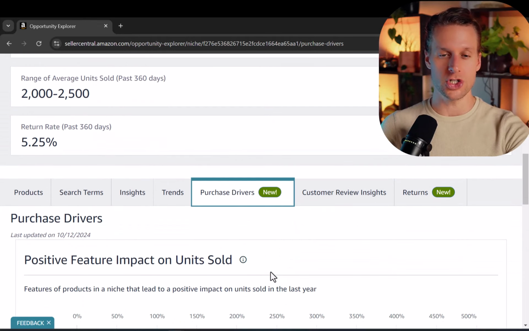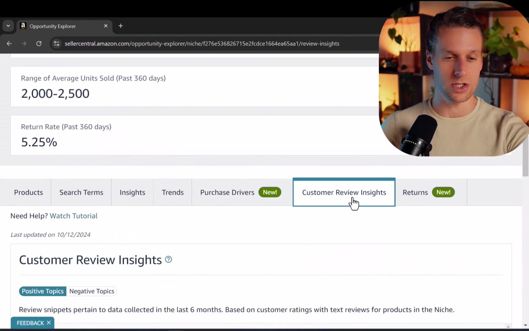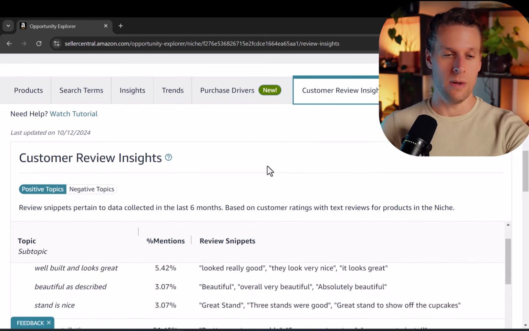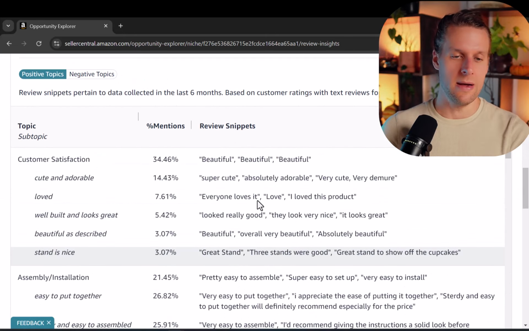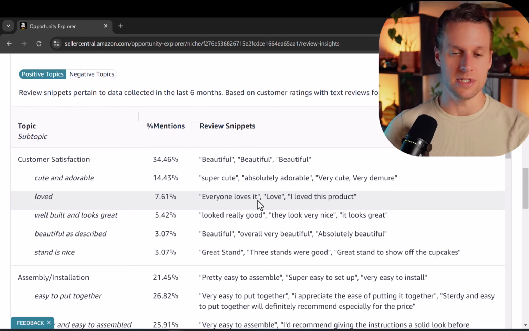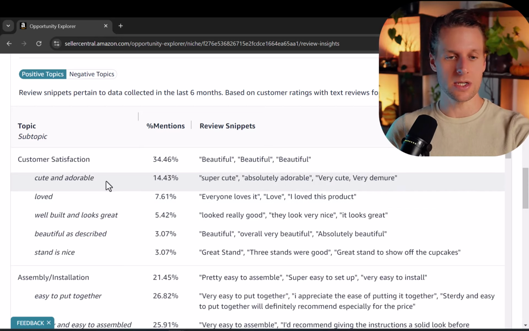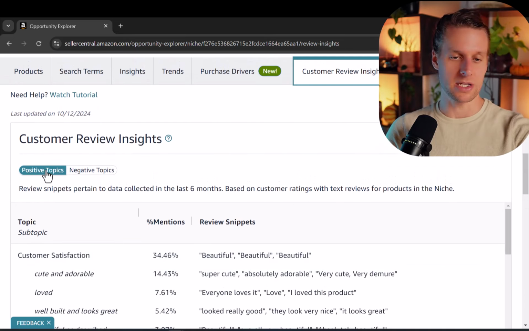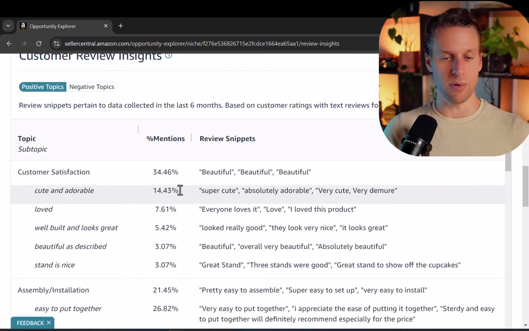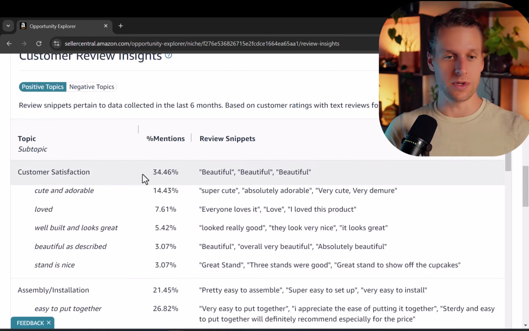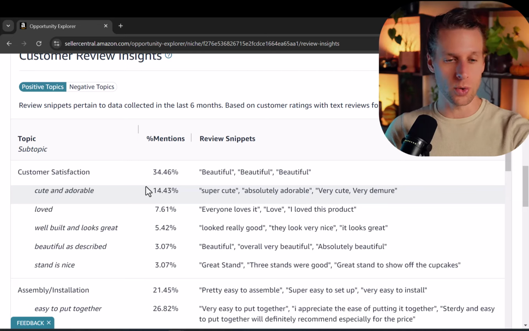All right, the next thing we want to check out is customer review insights. This is also an interesting view. Now, what this shows us is the percentage of times that certain things were mentioned. So it's basically summarizing for us what's important to people. And you can see positive topics and negative topics. So this allows us to see what's really important and it ranks it for us with the highest leverage stuff. So cute and adorable was really high up. So obviously when we're doing the product design, we're gonna wanna focus on designs that have that cuteness.